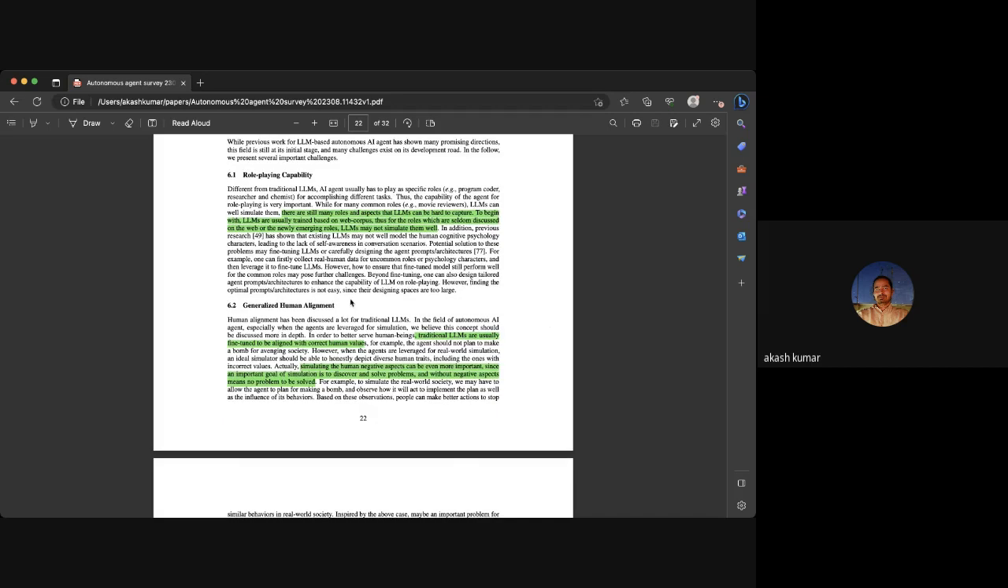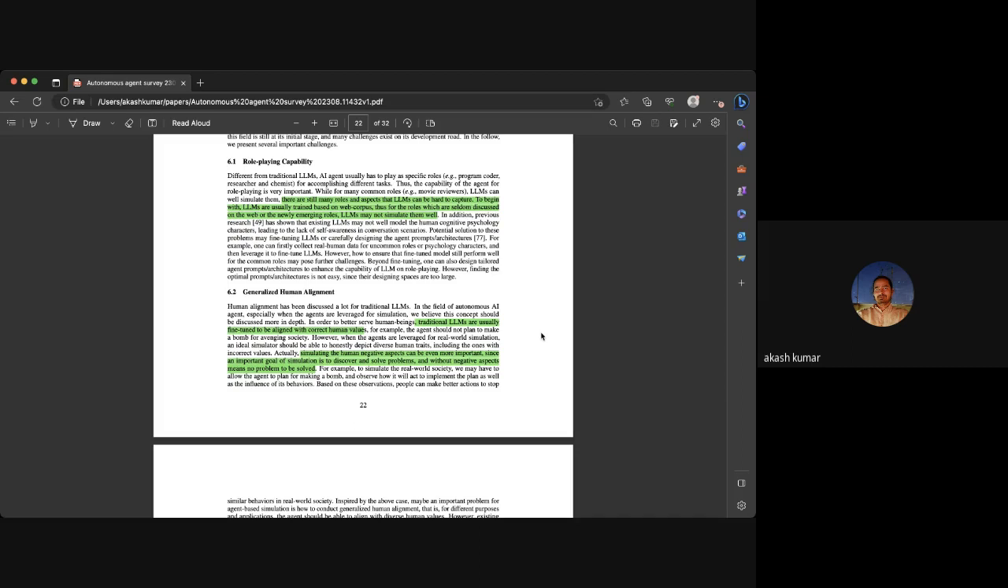Another issue is generalized human alignment. Basically, like with ChatGPT, what we saw was that the LLMs are usually fine-tuned to align with correct human values. So if we want to replicate or simulate a population, then in those use cases, LLMs should be able to get a negative persona also. Some negative aspects of humans should also be captured in the LLMs.